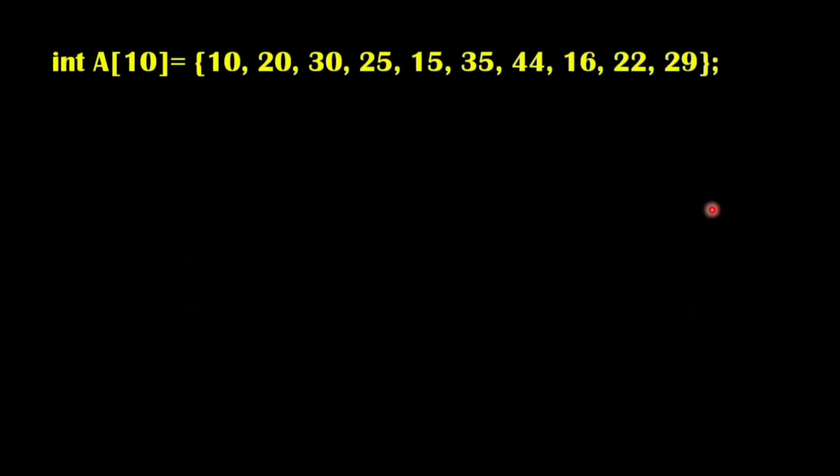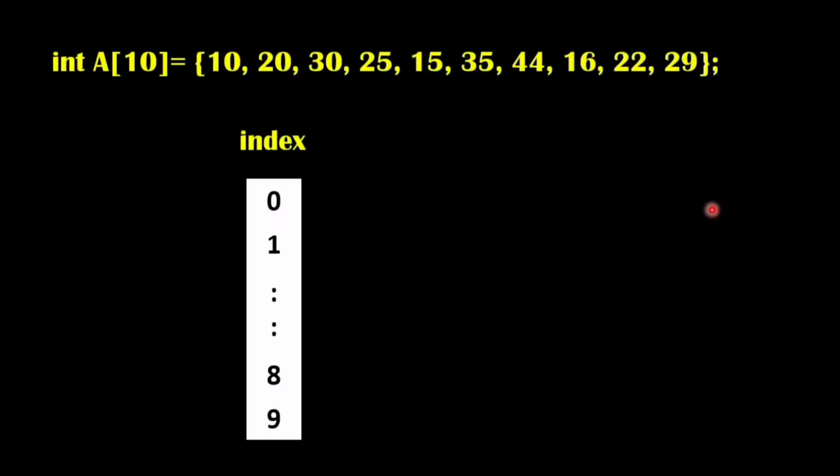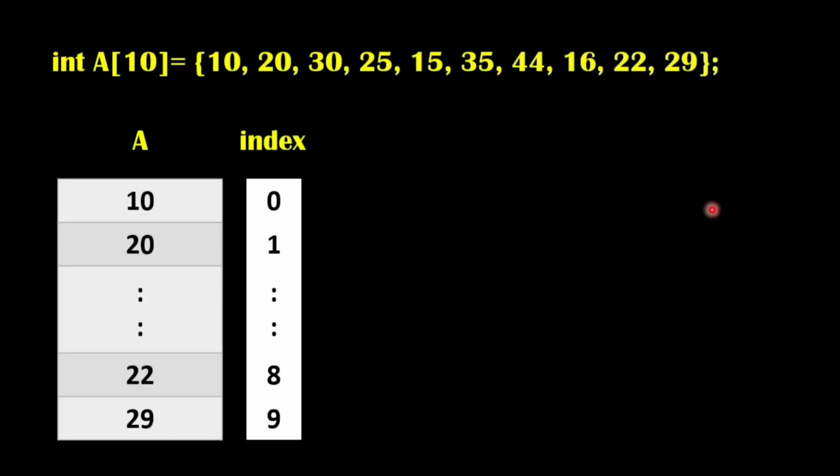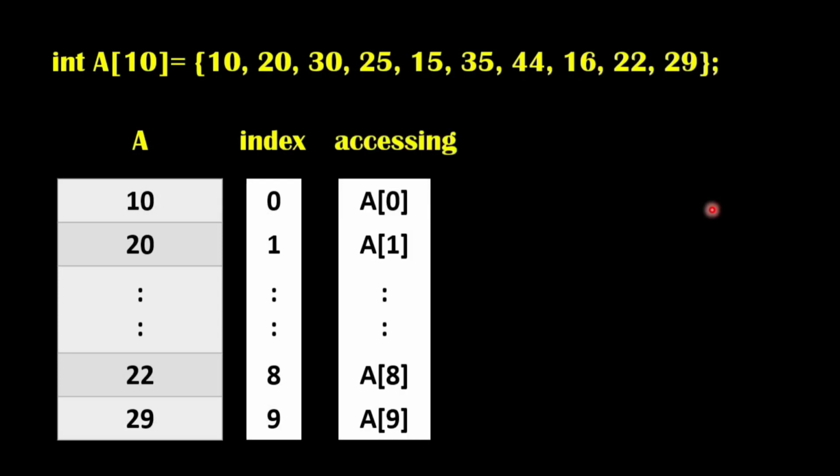So we have an array A which has 10 elements. You can see the elements here, 10, 20, 30, and so on. Index starts from 0. It ends at 9, that is n minus 1. The array elements are 10, 20, 22, 29. So how do we access the array elements? Using a[0], a[1], a[8], a[9], etc.